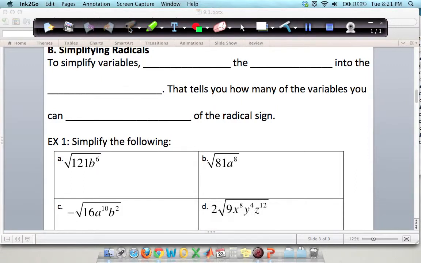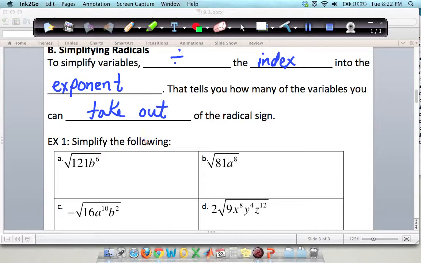So let's simplify radicals. So to simplify variables, I'm going to show you this a little bit differently than my math lab might show you. So what I say is divide the index into the exponent of your variable, of each variable that you have. This tells you how many of the variables you can take out of the radical sign. So let me show you how this works. So I'm just going to divide. We do have numbers here, so I'm going to have to deal with the numbers as well. But let's just start here.